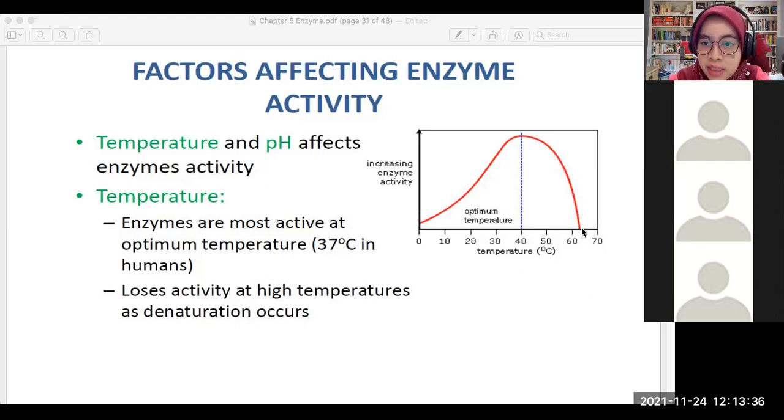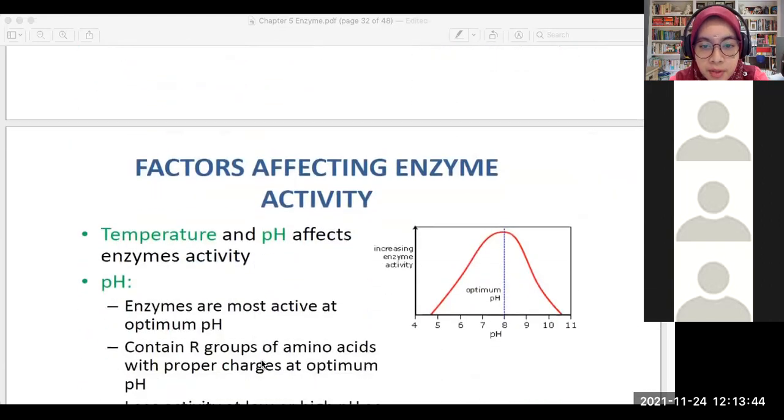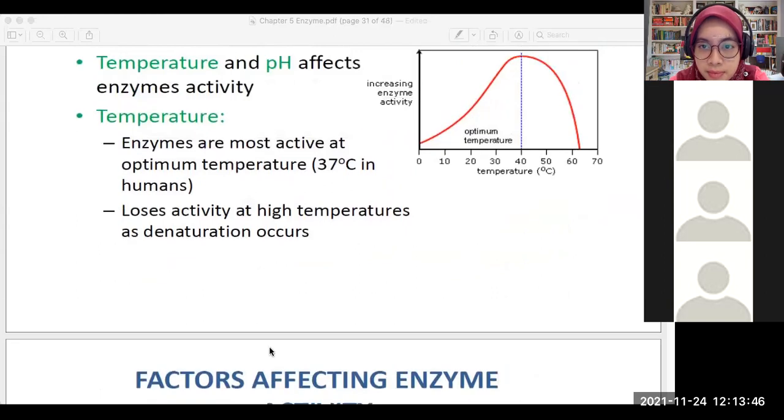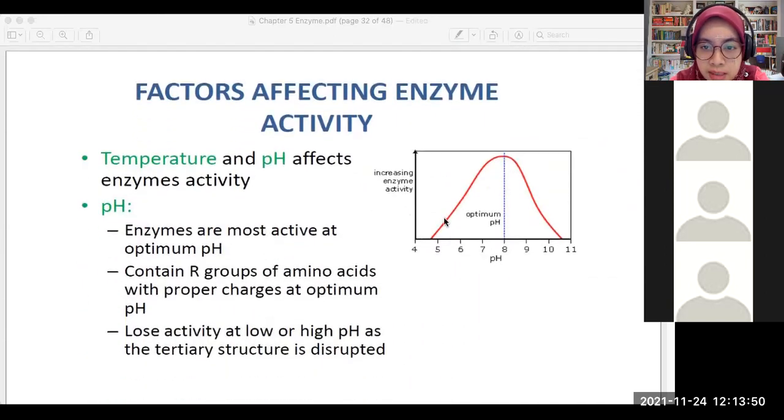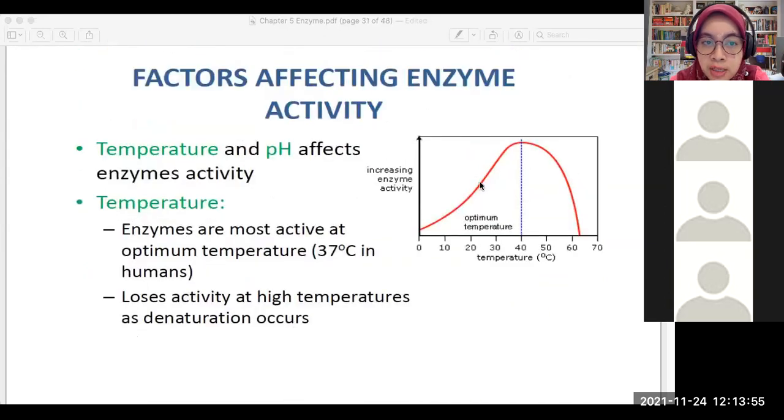Sometimes in extreme temperatures, enzymes can be denatured, meaning totally damaged. Okay, that is for temperature. For pH it is about the same. Temperature is quite general for all enzymes. At temperature, actually this should be 37. So 37 degrees Celsius is the optimum temperature for enzymes.